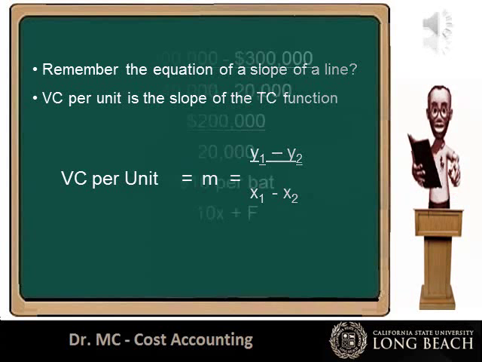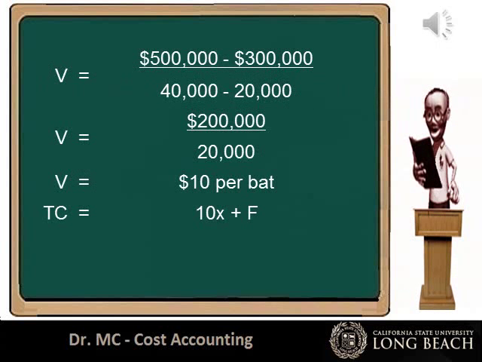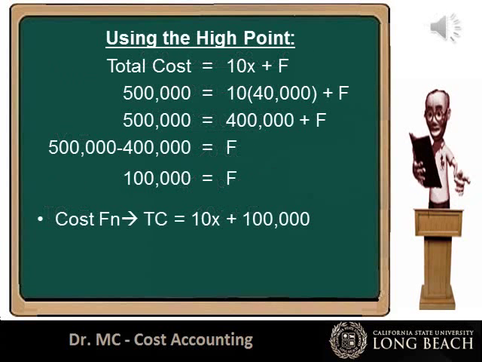We now plug the cost and activity levels for the 2 months into the equation for the slope of a line, and we get $500,000 minus $300,000 divided by 40,000 units minus 20,000 units. This formula tells you that the variable cost per unit for our company is $10 per baseball bat. So far we know that our cost function is total cost equals $10 times the number of units plus the fixed costs. Now that you know the variable cost per unit, you can figure out the fixed cost.